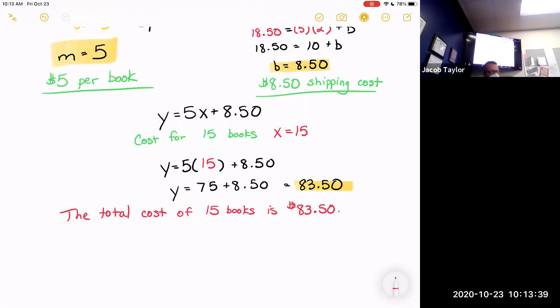Who has questions? God bless you, my child. Who has questions about these 2 variable linear equations and how to write and solve them?